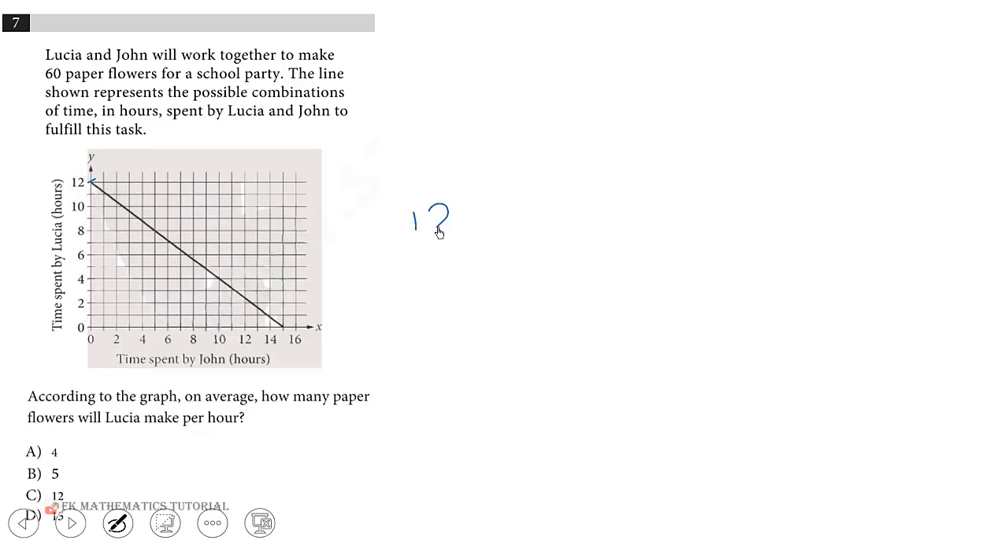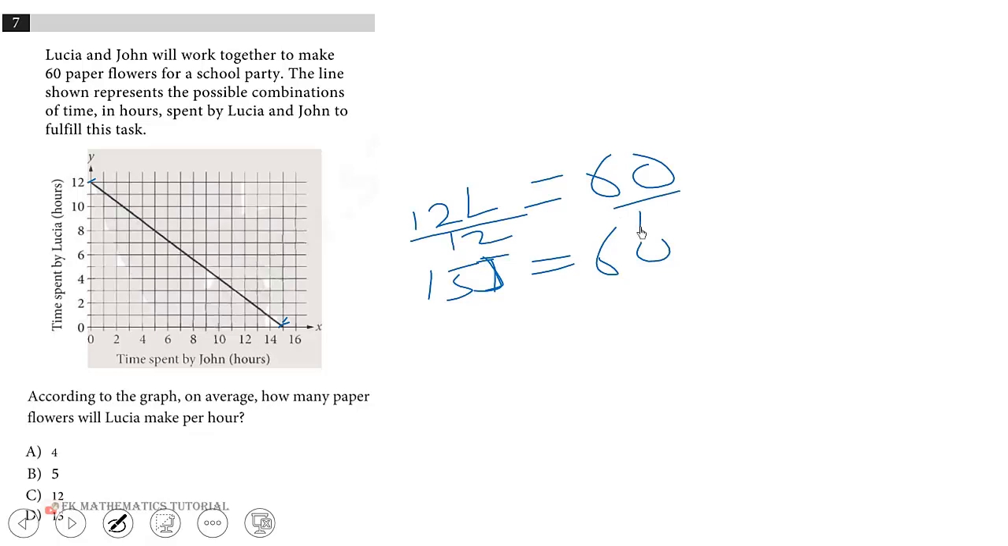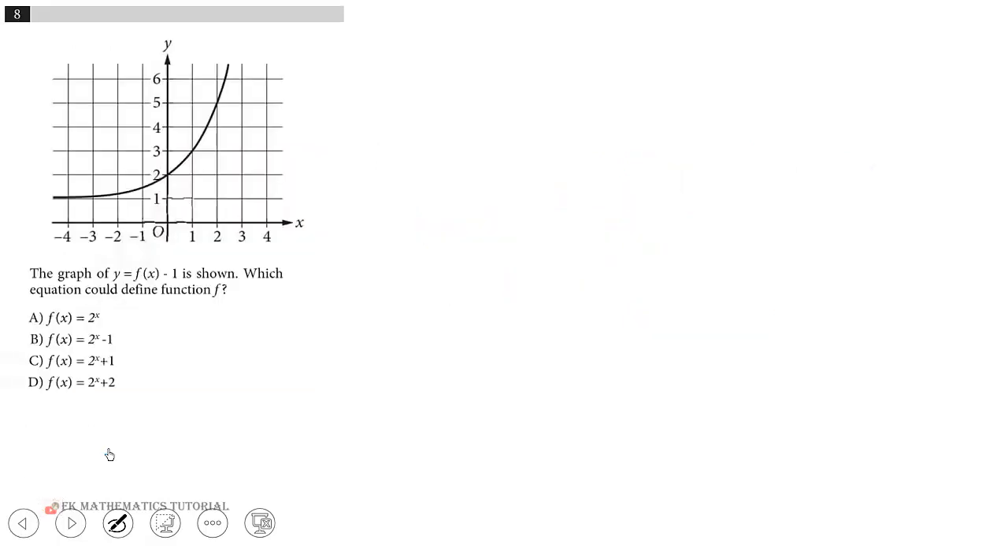So if you look at the graph, you can see that when Lucia works for 12 hours and John did not work for any hours, then the 60 paper flowers will be complete. The same way, when John works for 15 hours, so 15 times J will be equal to 60. So that of Lucia will be 5. 12 will go into 60 five times, 5 hours. And that of John will be 4 hours. So option B is correct.